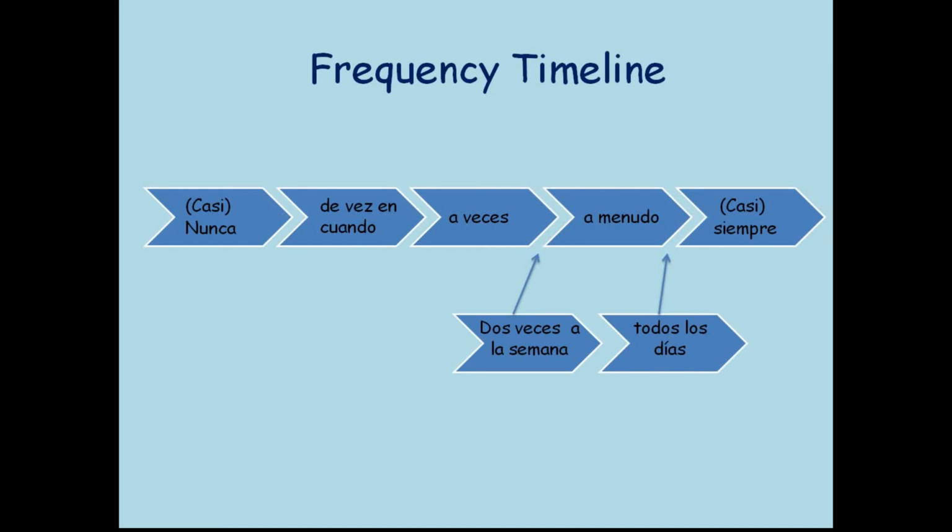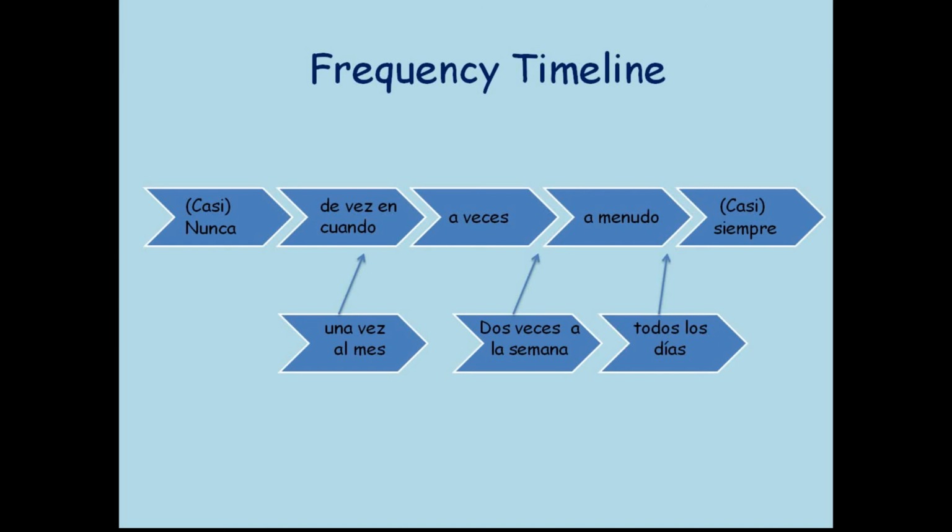So again, moving down the timeline, una vez al mes, so once a month. And that would sit somewhere in de vez en cuando, from time to time. So you have three very versatile expressions there that you can use in lots of different circumstances.